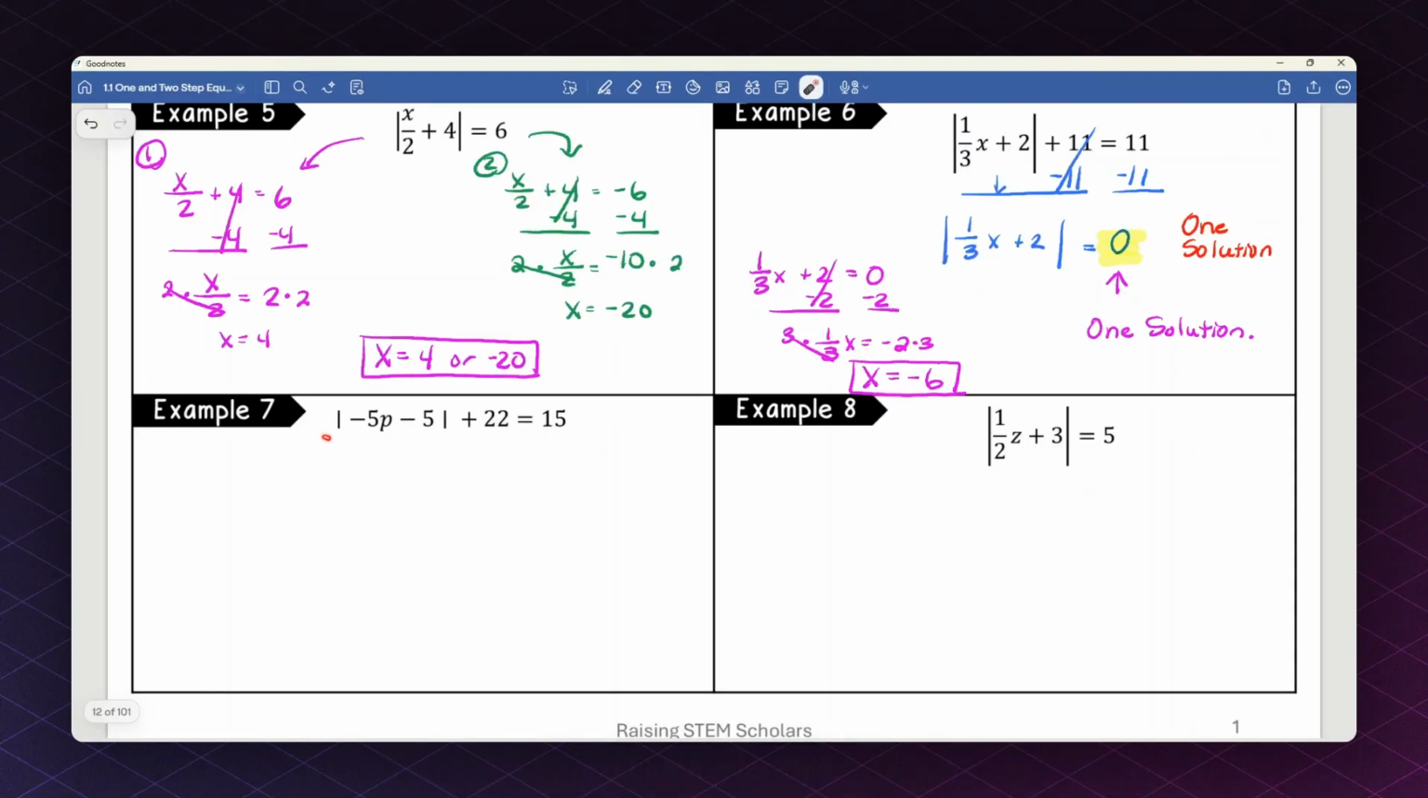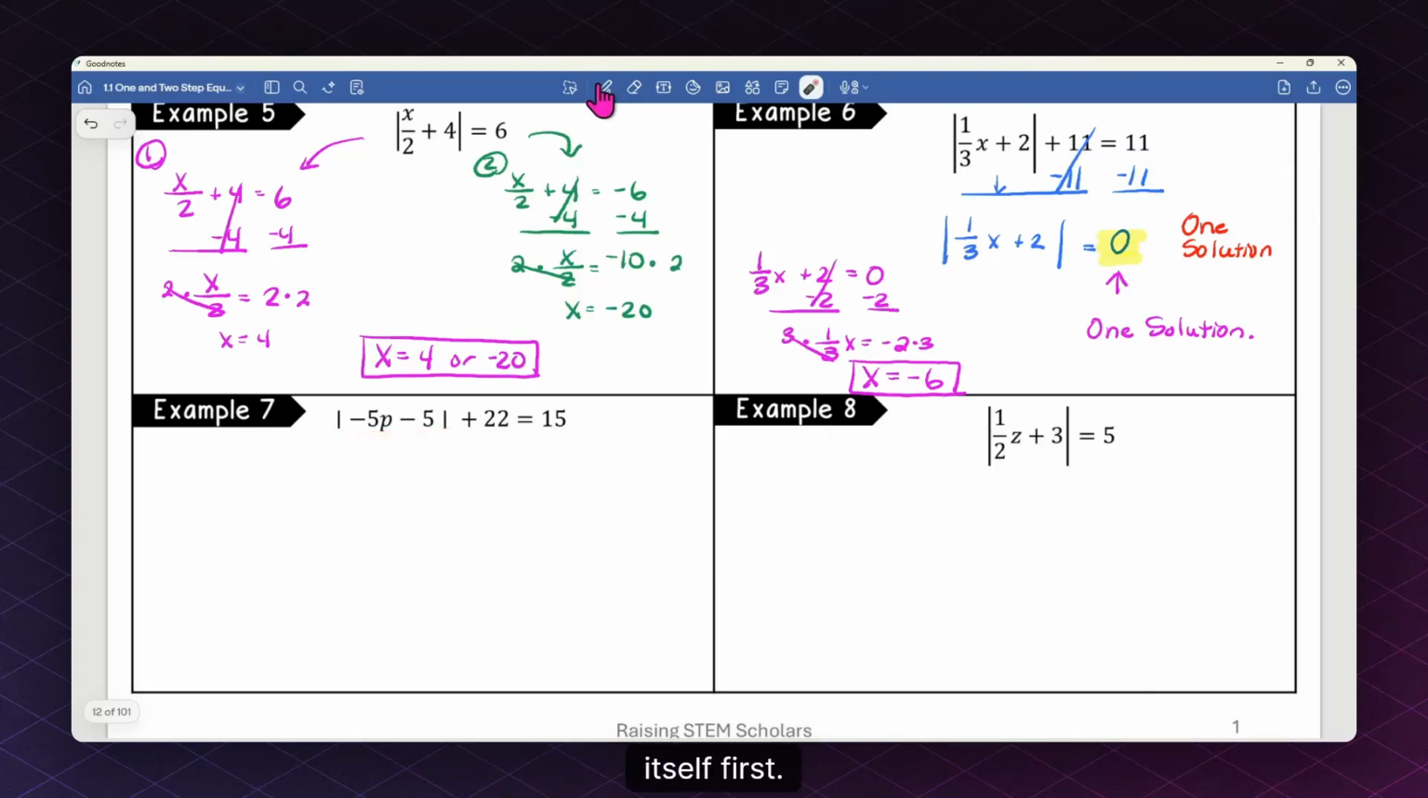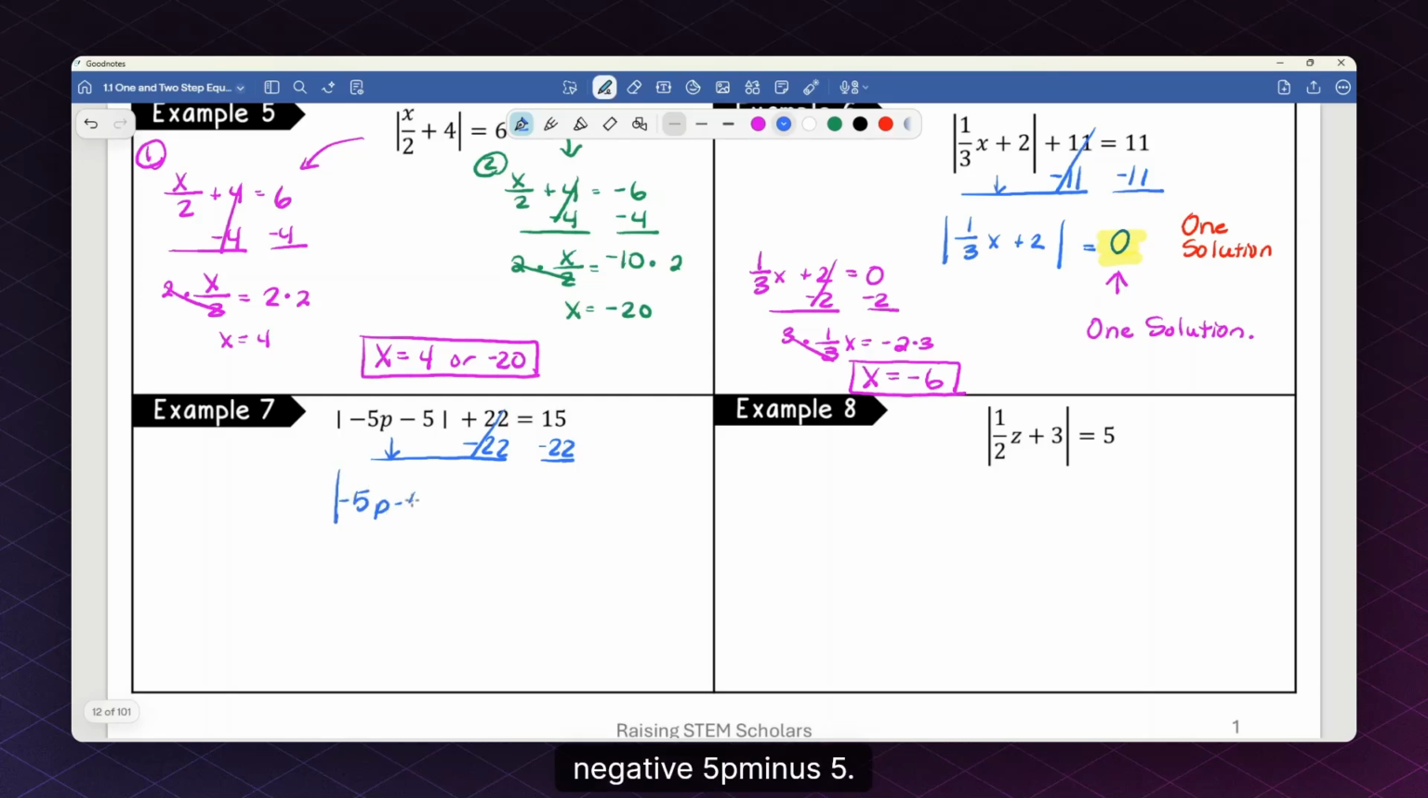Okay, so I look over this. I've got my absolute value here. And then I have something on the outside of it. So I know I need to get this absolute value by itself first. And that's what I'm going to do. So I'm going to subtract this 22. And I'm going to subtract this 22. So when I do that, I can bring down absolute value, negative 5p minus 5, absolute value equals 15 minus 22 gives me negative 7.